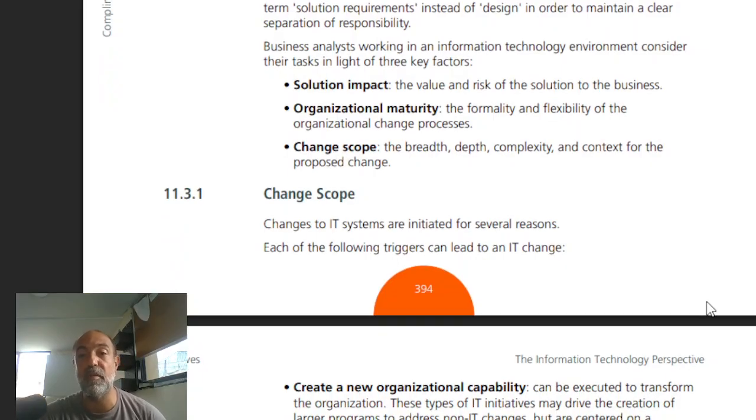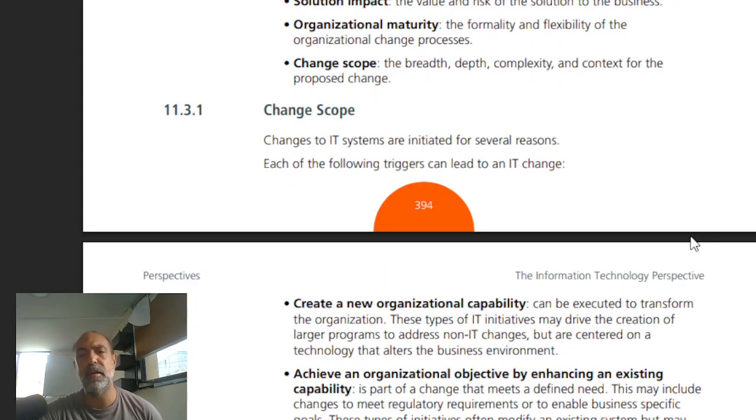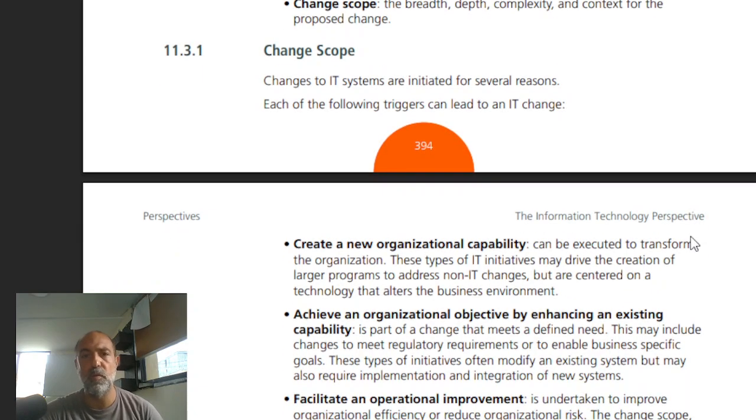Business analysts working in an information technology environment consider their tasks in light of three key factors: solution impact, organization maturity, and change scope. The solution impact is the value and risk of the solution to the business. Organization maturity is the formality and flexibility of the organization's change process. And change scope is the breadth, depth, complexity, and context for the proposed change, naturally. So what's the change scope?